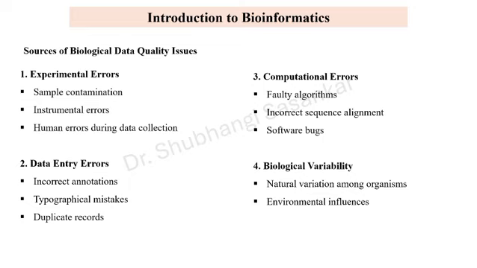The third source might be computational error. Faulty algorithms, incorrect sequence alignment, as well as software bugs are also responsible for issues in the quality of the biological database. The fourth source is biological variability. Natural variation among organisms might be responsible for the quality of the biological database, as well as environmental influence.